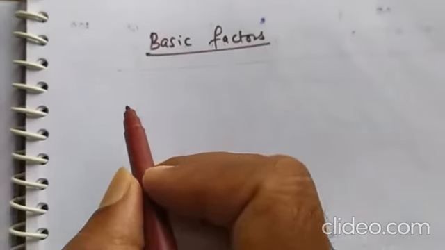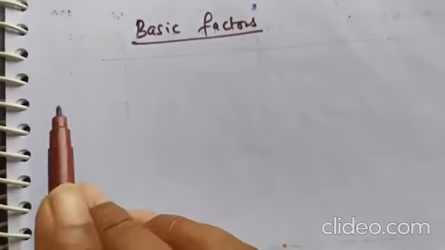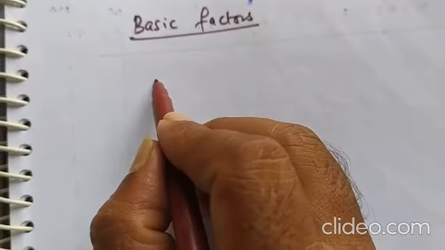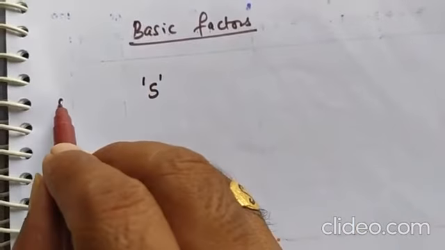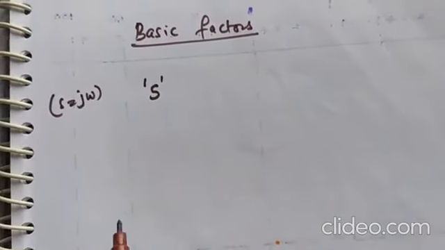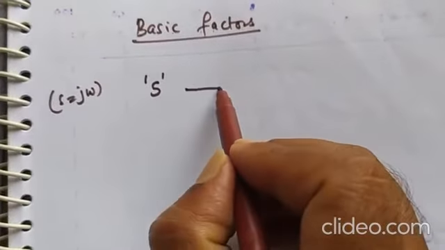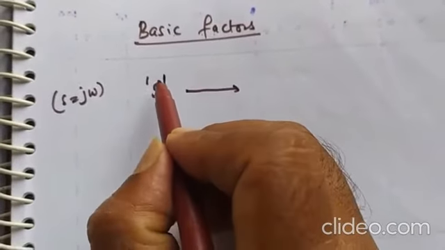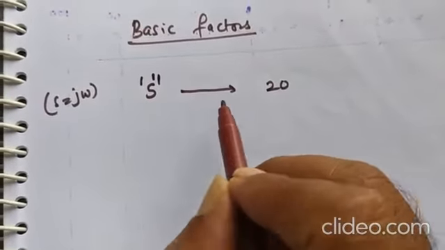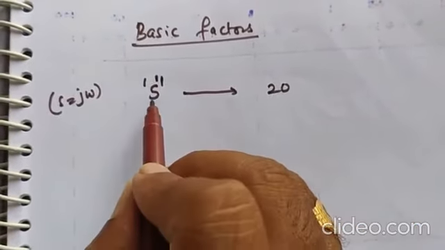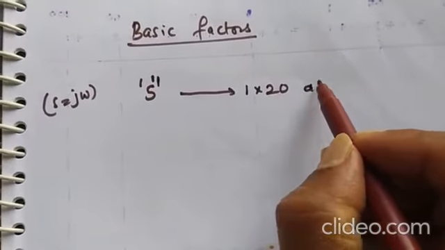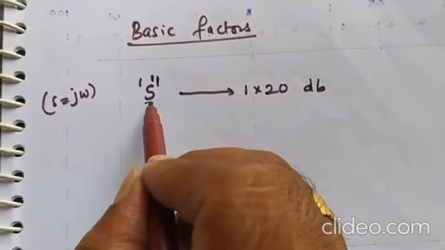Okay, again let us recall the basic factors that we have already seen. Just remember, if it is a simple S, generally S is nothing but j omega, that is the standard sinusoidal function. S is equal to j omega. Simply remember, for a simple S its power is 1, so the standard value is 20 dB. Its power is 1, so it is multiplied with 1: 20 dB. Okay, so that is a simple S.